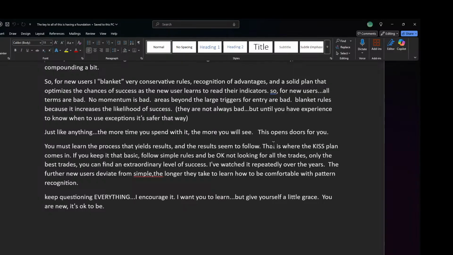I've seen it, watched it. That KISS plan has funded people in prop firms inside of their first 30 days with Nexgen through simplicity. The further you deviate, the more you look for, the harder it is to find the patterns, guys. So question everything. I encourage it. I want you to learn. Give yourself a little grace. You're new. And understand, guys, that when you deviate, when you break rules, I'm not afraid to tell you. That's my job. My job is to tell you the chart reads.